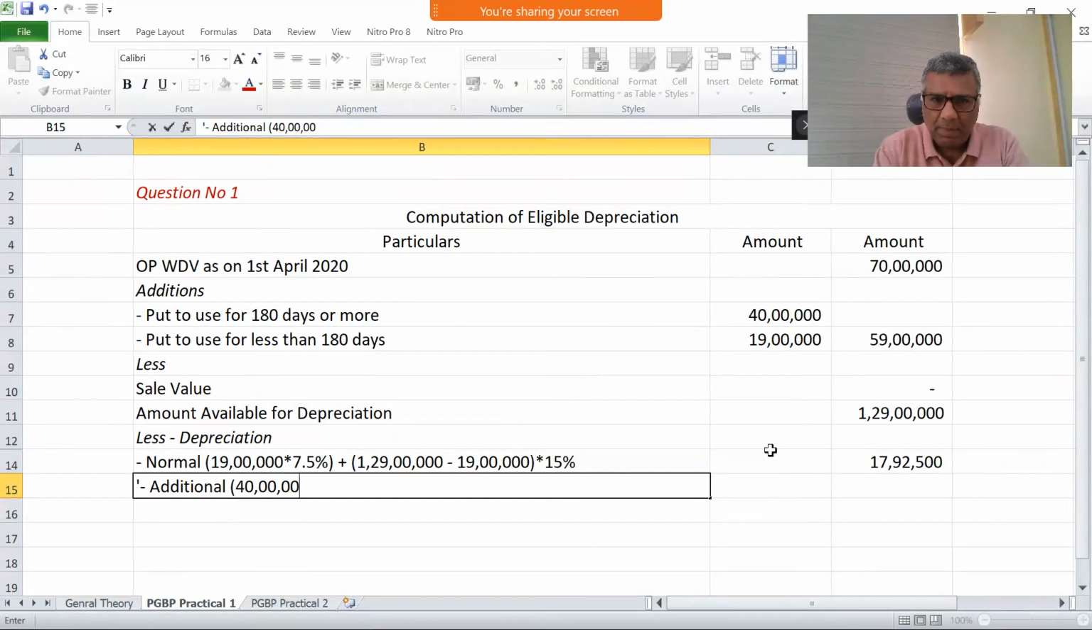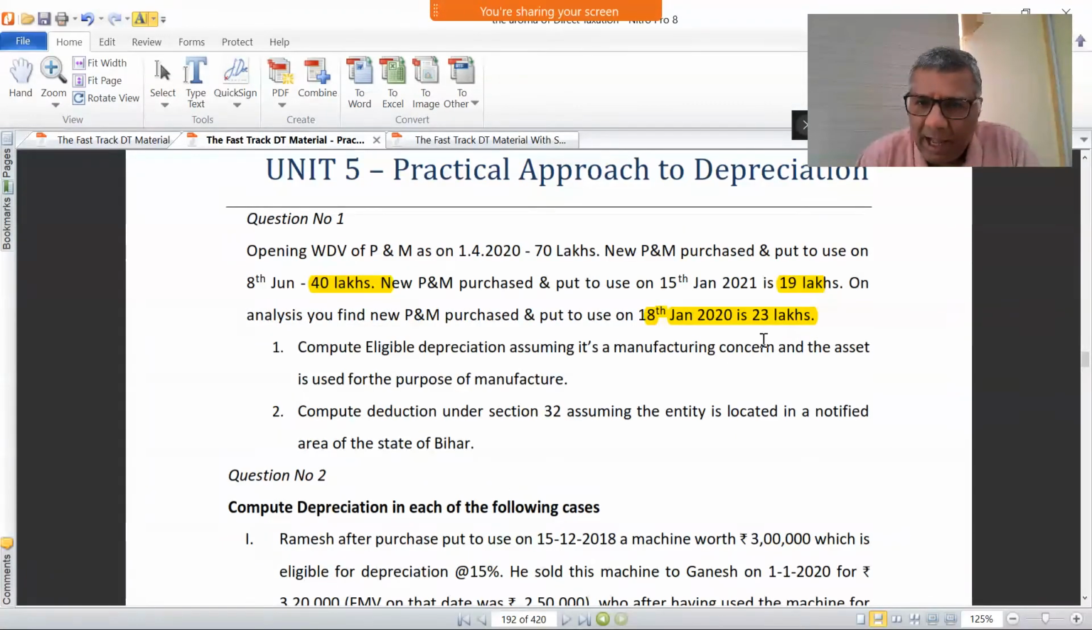40 lakhs into 20% plus 19 lakhs into 10%. This is more than 180 days, 20%. This is less than 180 days, 10%. Plus, last year I have purchased an asset on 18th Jan 2020. So last year it was used for less than 180 days.